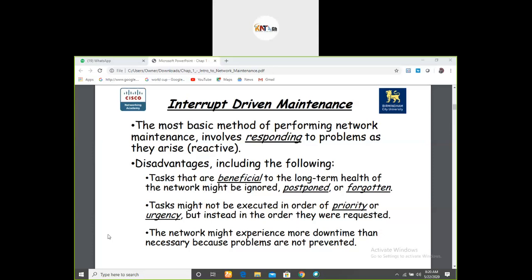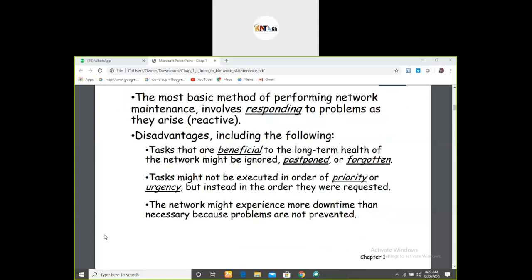Now, it is only when they happen that you solve them. So the request to solve an issue is dependent on what has happened and not what is more important. And this is a disadvantage to the network. The third thing is that the network might experience more downtime than necessary because problems are not prevented. So if you don't prevent the problem, but you allow it to happen before you solve it, it means that anytime it happens, the network will have to be down. And therefore, you'll be losing your customers and productivity. And that will not augur well for the business aspects of your organization.